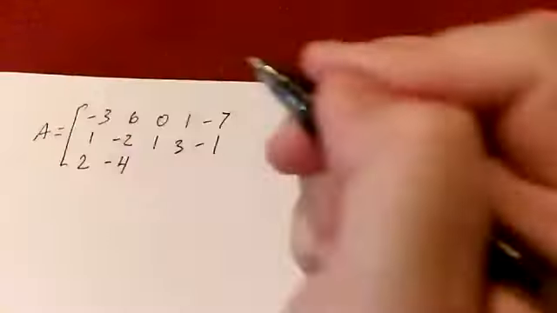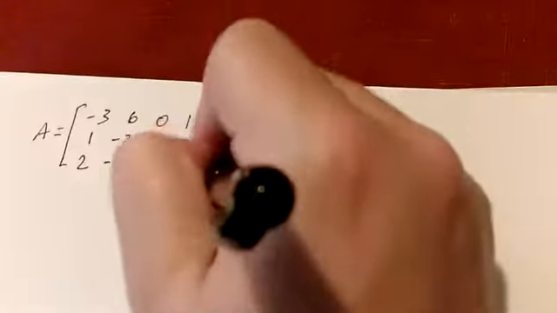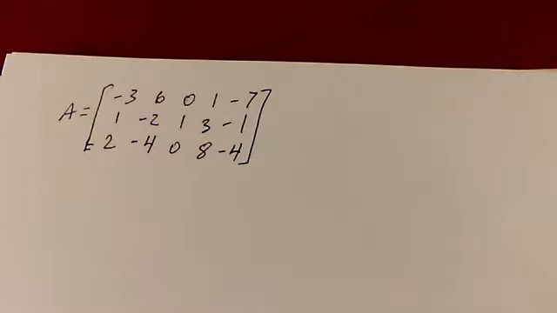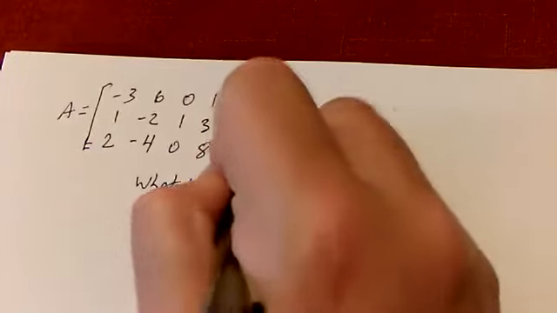Okay, so my matrix A is going to be negative 3, 6, 0, 1, negative 7. I'm going to have 1, negative 2, 1, 3, negative 1 in the second row. The third row is going to be 2, negative 4, 0, 8, and negative 4. So let's find out what the null space of A is.